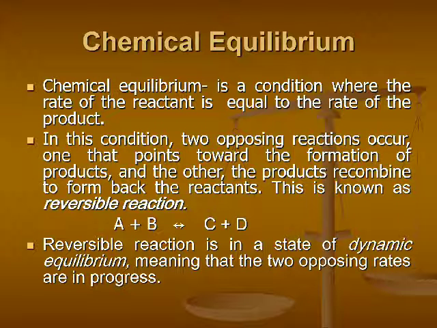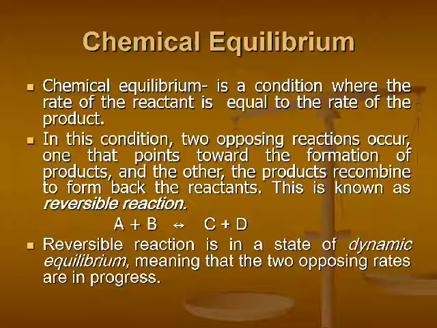So what does chemical equilibrium really mean? Of course, it is a condition where the rate of the reactants is equal to the rate of the products. In this condition, two opposing reactions may occur: one points toward the formation of products, and in the other, the products recombine to form the reactants, which is also known as a reversible reaction. Meaning the reverse reaction will start while the rate of the forward reaction decreases until it reaches its optimum level, which means chemical equilibrium.